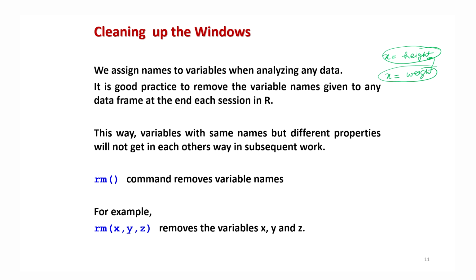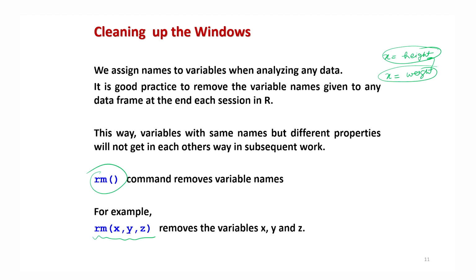So it is always good practice to remove all the variable names which are already stored in the computer and which you want to use. In order to remove those variables, the command is rm, and inside the parentheses you write the name of the variable, or if there is more than one variable, you write the names like rm(x, y, z). It will remove the three variables from the R software, and then you will be in a position to define your variables the way you want.